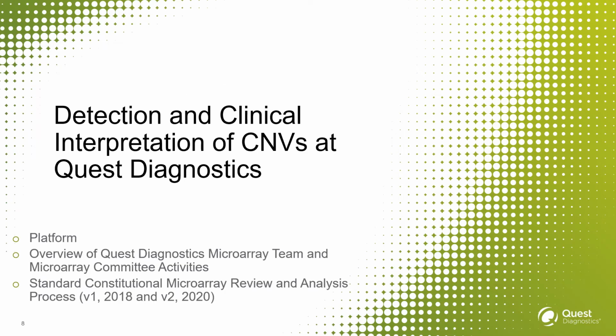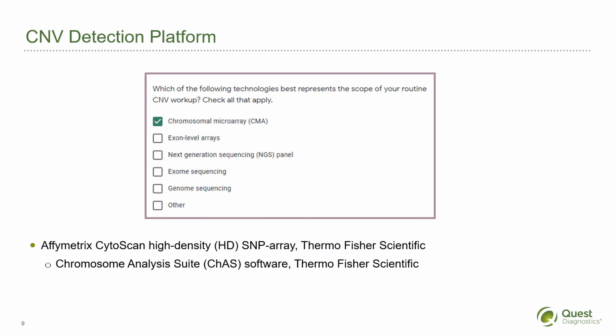Detection and clinical interpretation of CNVs at Quest Diagnostics. Platform, overview of macroarray team and macroarray committee activities, and SOPs. At Quest Diagnostics, for CNV detection, we are using a chromosomal macroarray platform. The current platform is the Affymetrix CytoScan HD and ChAS software by Thermo Fisher Scientific.